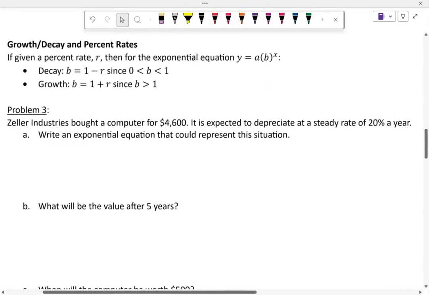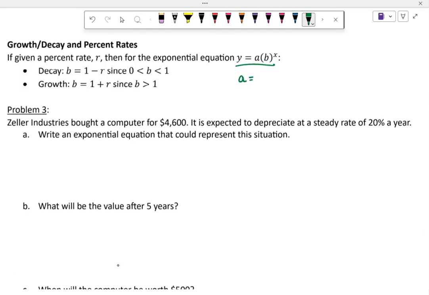All right, growth and decay and percentage rates. So we were just looking at our continuous growth or decay. Everything else that's not continuous, we're going to just be using our A times B to the X.